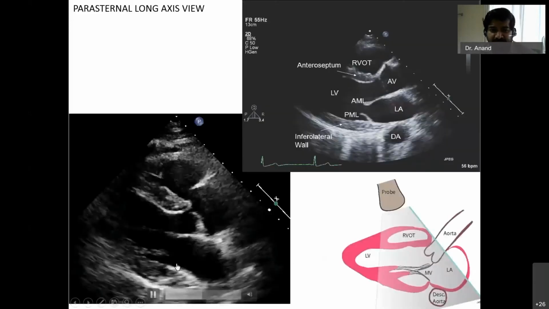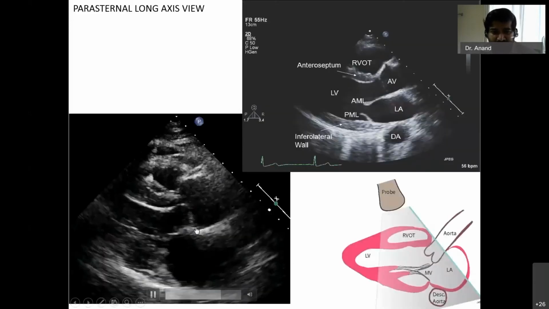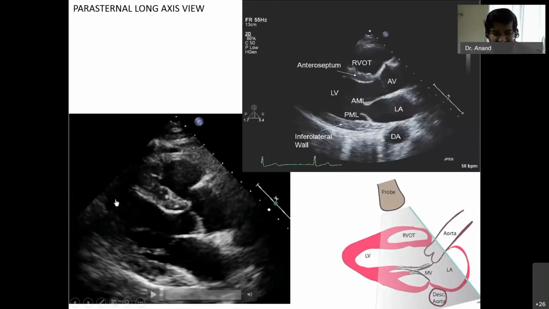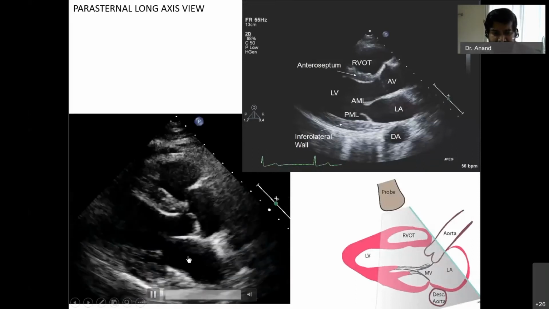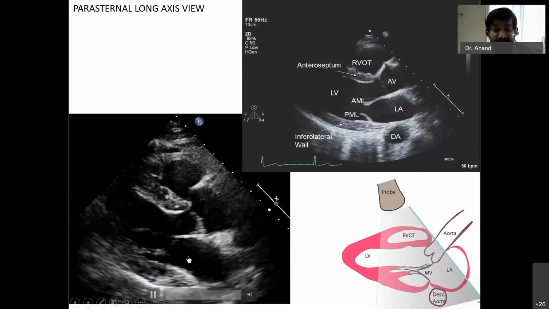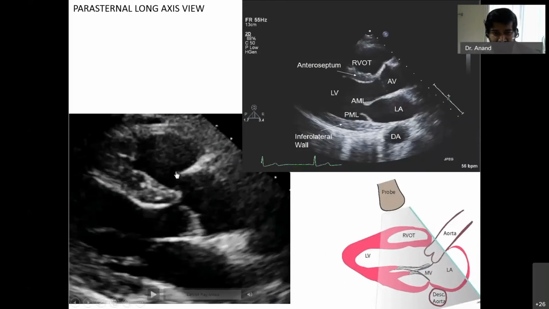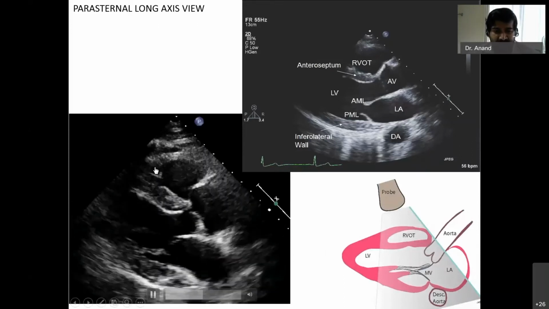So just to give you a sense of what we see in an echo lab, this is a parasternal long axis of the heart. You can see the left ventricle here, the right atrium, the left atrium, mitral valve in between, aortic valve in between, aorta, and this is part of the right ventricle.